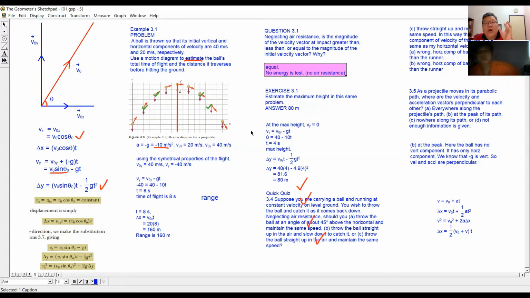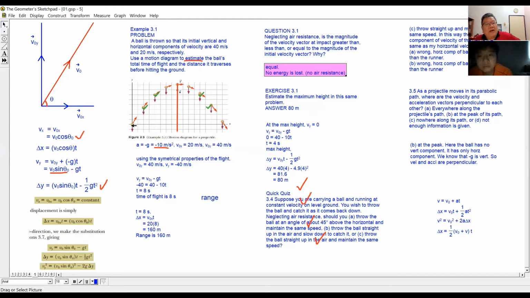So there is no loss of energy to overcome the resistance. So the kinetic energy here and the kinetic energy here must be the same. So the magnitude of the velocity here and the magnitude of the velocity here is the same. Now, if it is not the same, that means something is eating up the energy. Something is using up the energy, and that would be the air resistance. But we say that there is no air resistance.